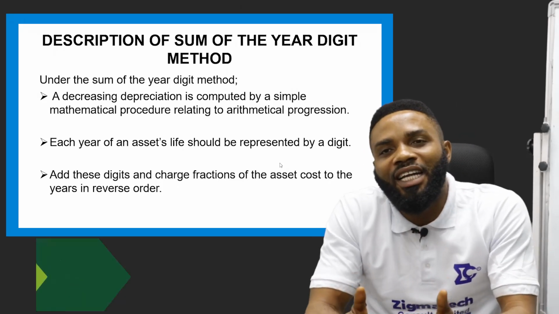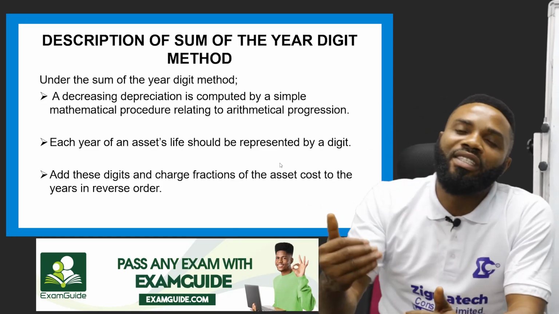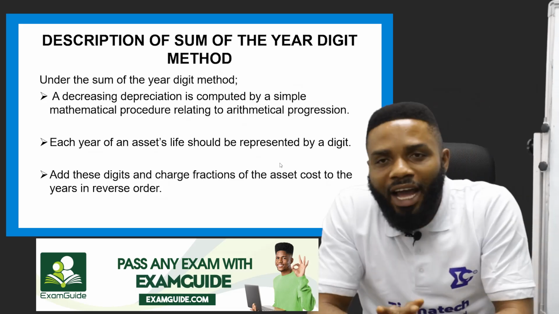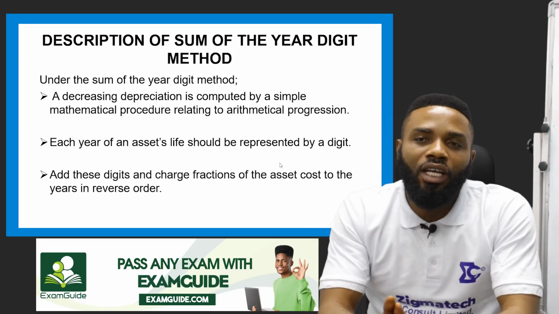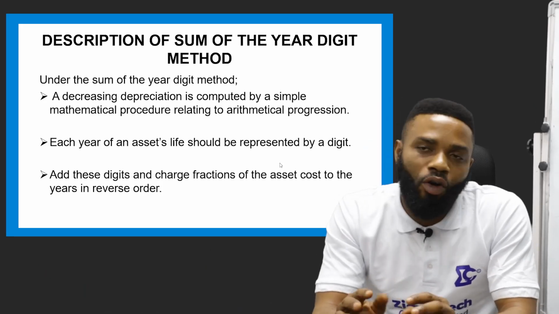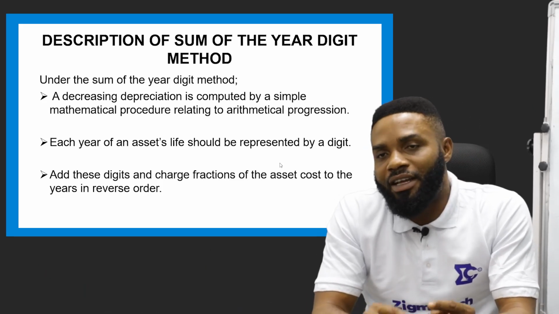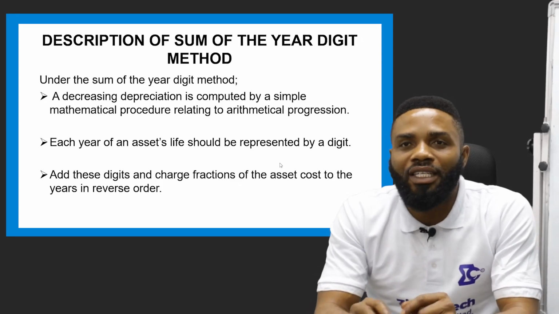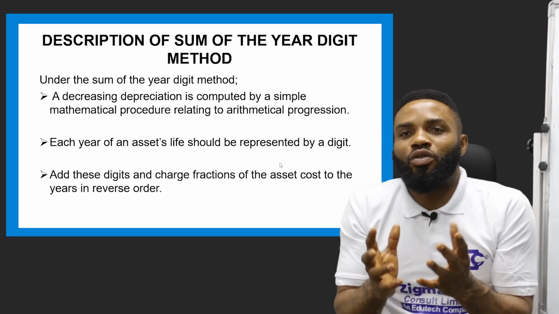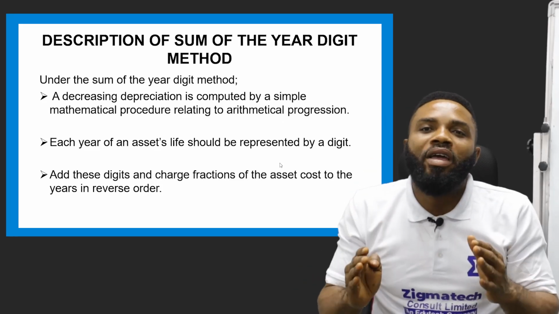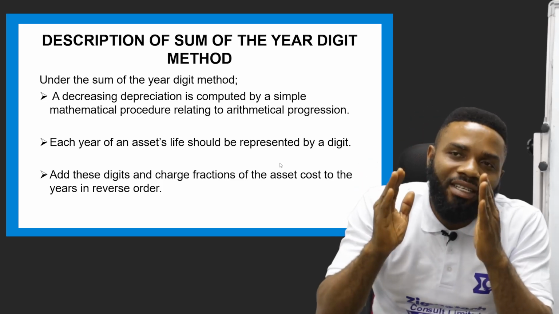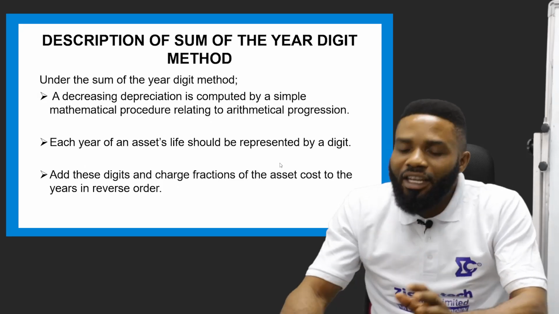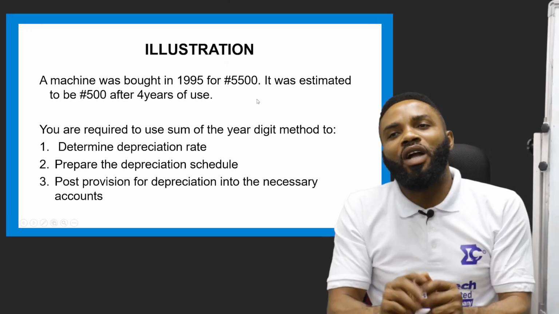The second thing is, I said that each year of an asset life should be represented by a digit. We are going to use a digit to represent the asset life, and then we add these digits, and the fractions of it will now become the cost of the asset in reverse order. Very quickly, we don't need to talk much. We want to quickly look at an illustration. It is this illustration that will bring the message home. Everything we have said under this description is going to be demystified in the illustration we are going to look at. Let's look at this illustration.